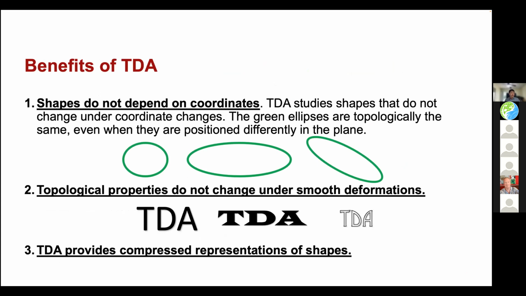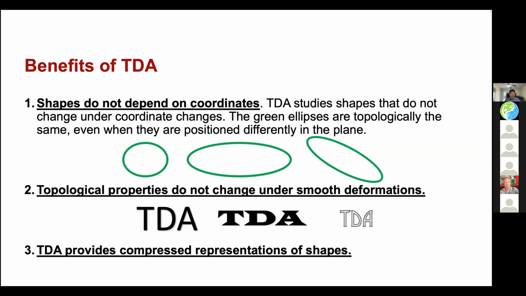Okay, then what are the benefits of TDA? All of these three benefits are important for earth science applications. And we know that topology studies shapes in a coordinate-free manner. So these three green ellipses are topologically the same. And I will show you a real-world example in atmospheric science of why this property is really key.